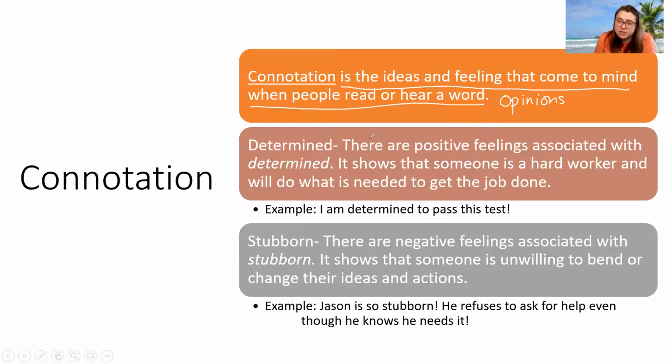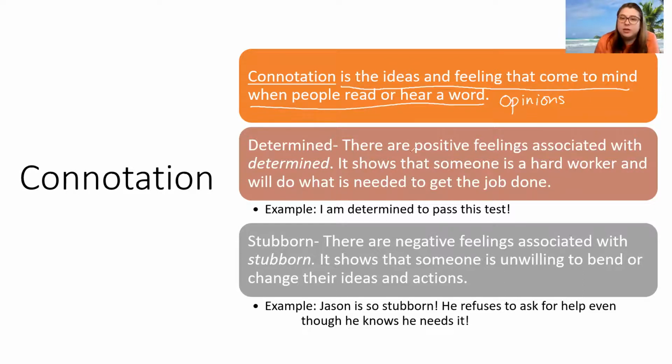So if the denotation is your dictionary definition, your connotation is the way that word makes me feel, the way I feel about a word. And we can feel a couple of different ways about words that we hear. We can feel good about them, we could feel bad about them, or we could just read them and not really care and have no opinion. So let's look at how the connotation changes for two words that are very similar, determined and stubborn.